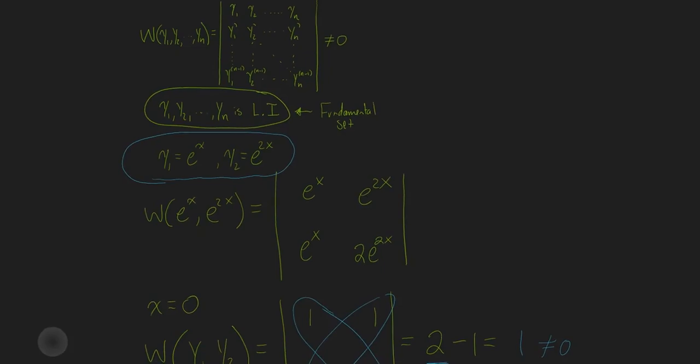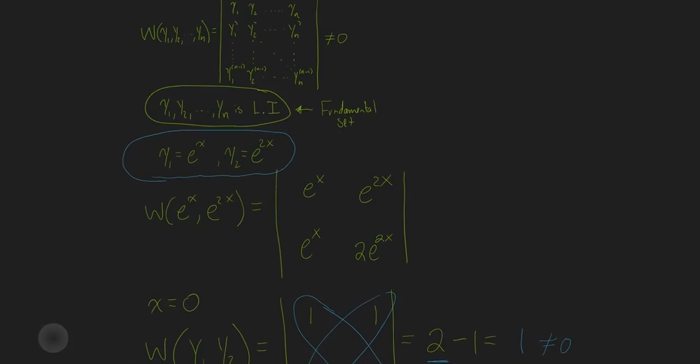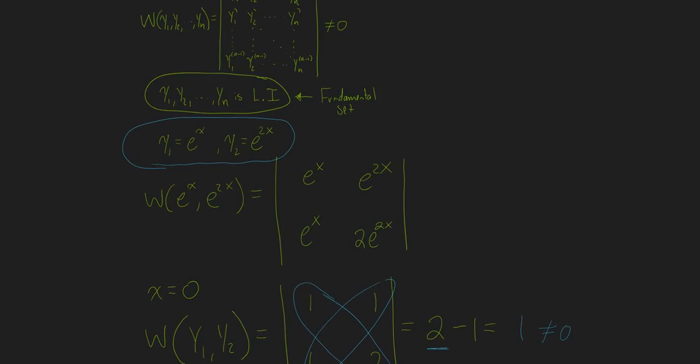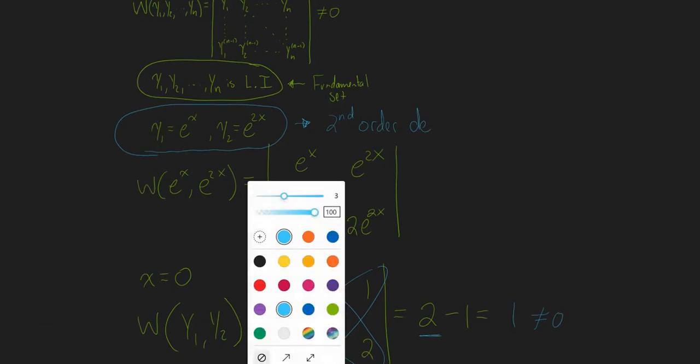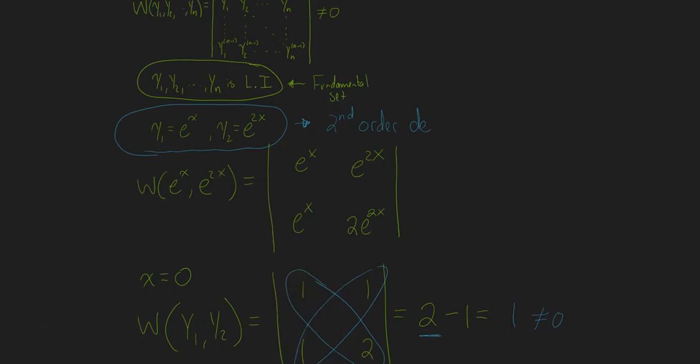And now, if these were two solutions, right, we have two solutions here. So if these were the two solutions for a second order linear differential equation, then the general solution could be written as the following. y is equal to c1 e to the x plus c2 e to the 2x. But that would only be the case if this was a second order differential equation.